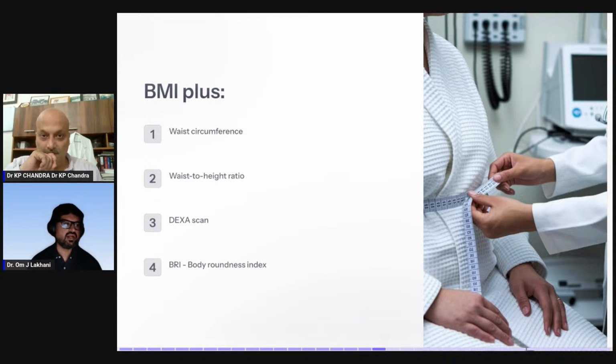So basically, you have to take BMI plus an additional thing. Now, what could be this additional thing? It could be just measuring the waist circumference. It could be waist to height ratio or waist to hip ratio, or you can use a DEXA scan if you have the facility available, or you can use the body roundness index, BRI, which is again a calculation, or nowadays you can use body impedance machines which measure body fat. I'll tell you a little bit about that also in a few minutes.